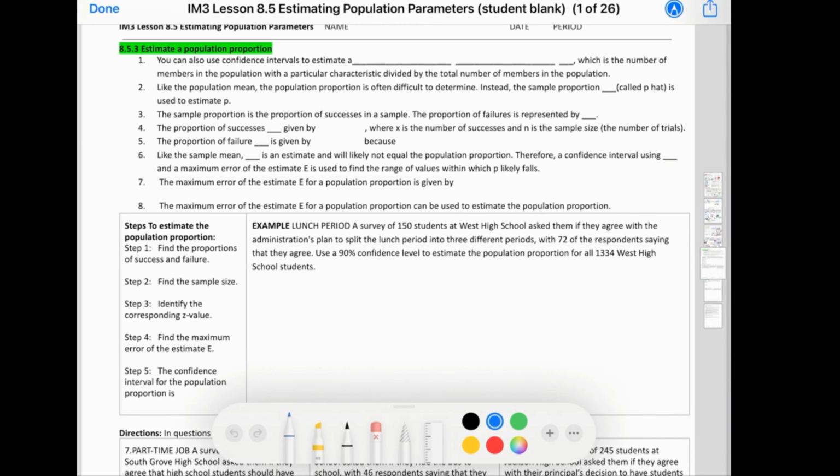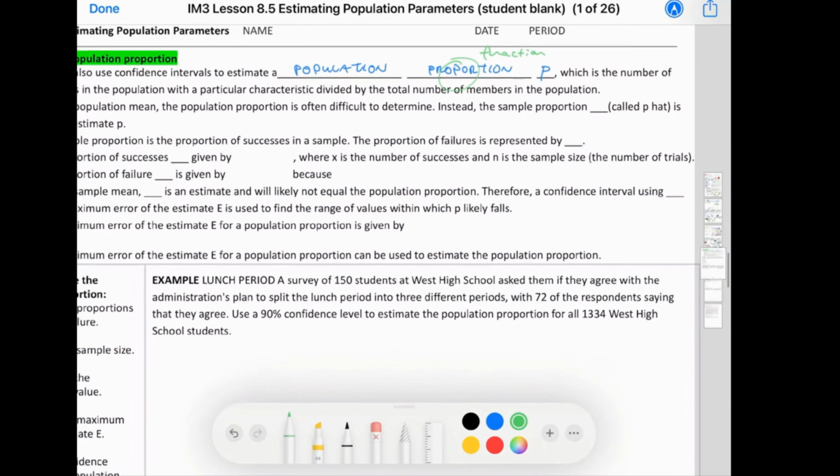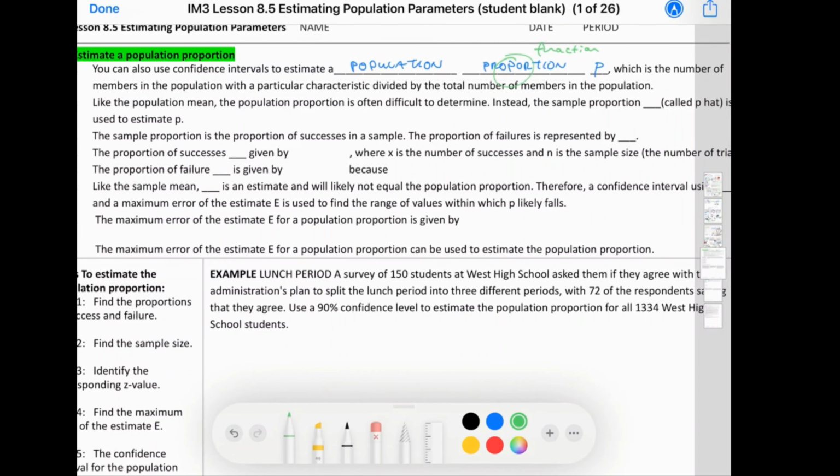You can also use confidence intervals to estimate a population proportion. That is annotated by a P or italicized P. Just a quick review, a proportion is just a fraction, which is the number of members in the population with a particular characteristic divided by the total number of members in the population.